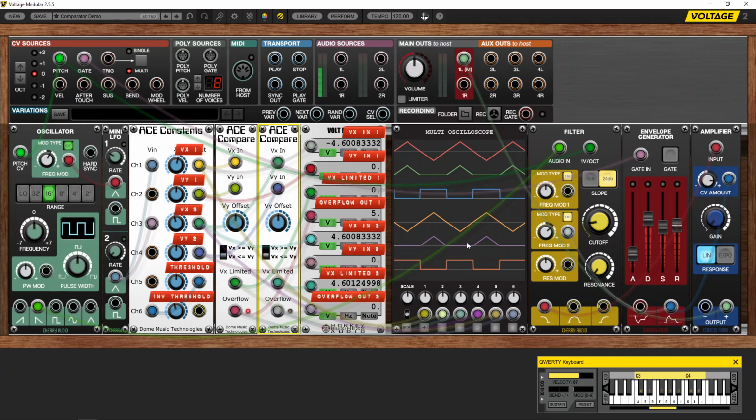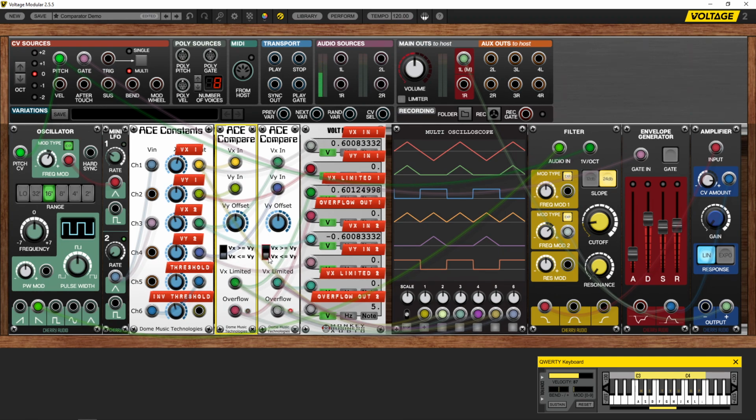And if we mix these two output voltages, I'll just take away this trace here. And if we take the sum of the two Vx limited for that trace, then you see that you've got a full wave rectified unipolar triangle wave.